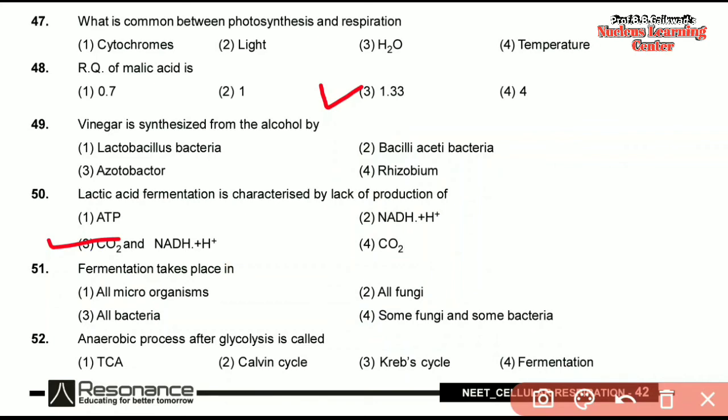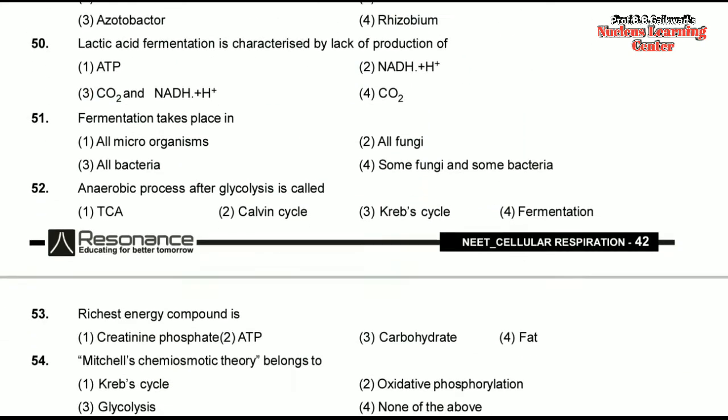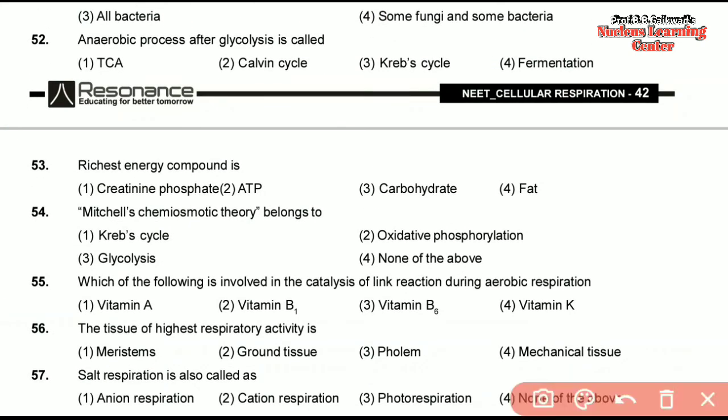51 number MCQ. Fermentation takes place in some fungi and in some bacteria, not in all microorganisms. It will take place in certain fungi and certain bacteria, anaerobic fungi and anaerobic bacteria. Next MCQ is, anaerobic process after glycolysis is called as fermentation.